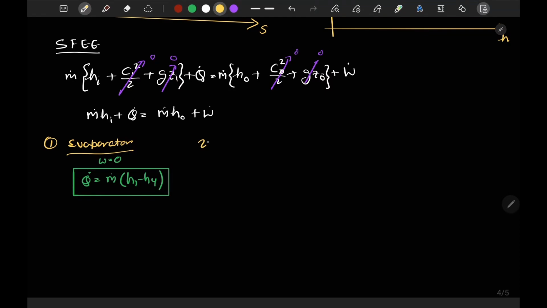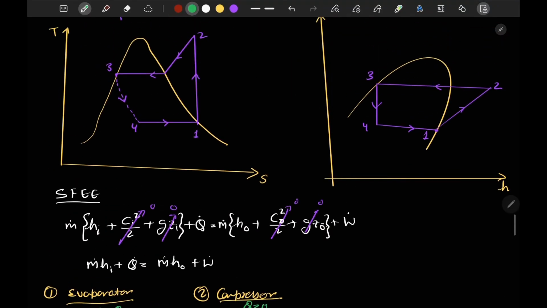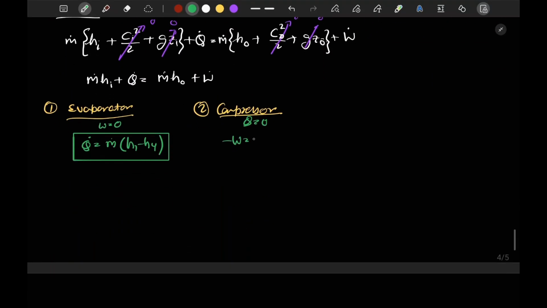Next, if we talk about the compressor, since the process is adiabatic, the heat is 0. So we will find minus W is equal to m dot h outlet minus h inlet, where the outlet is 2 and the inlet is 1, so m dot times h2 minus h1. Since the compressor is a work-consuming device, the work done for the compressor is equal to m dot h2 minus h1. This is our equation for the compressor.